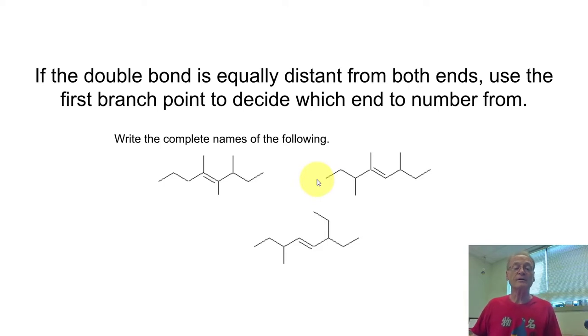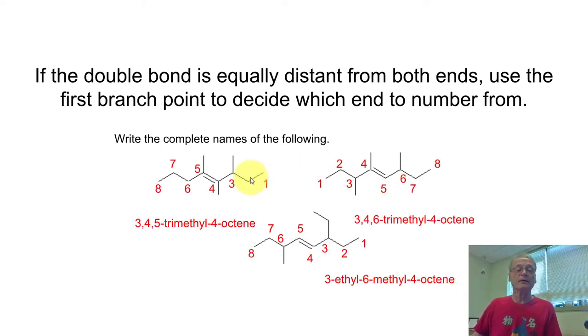Okay, we're back, and here you go. With this alkene, you're going to start numbering from this end because this methyl group is closer to this end than any substituent is to this end. So it's 1, 2, 3, 4, 5, 6, 7, 8. And so that's going to be 4-octene. And it's got methyl groups at carbon number 3, 4, and 5. So 3,4,5-trimethyl-4-octene.